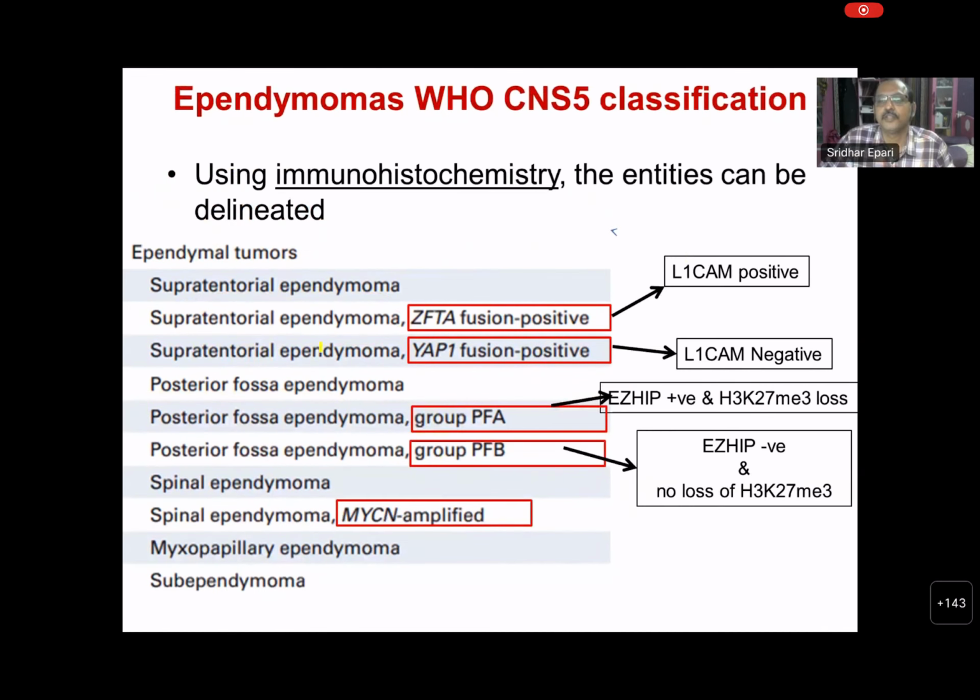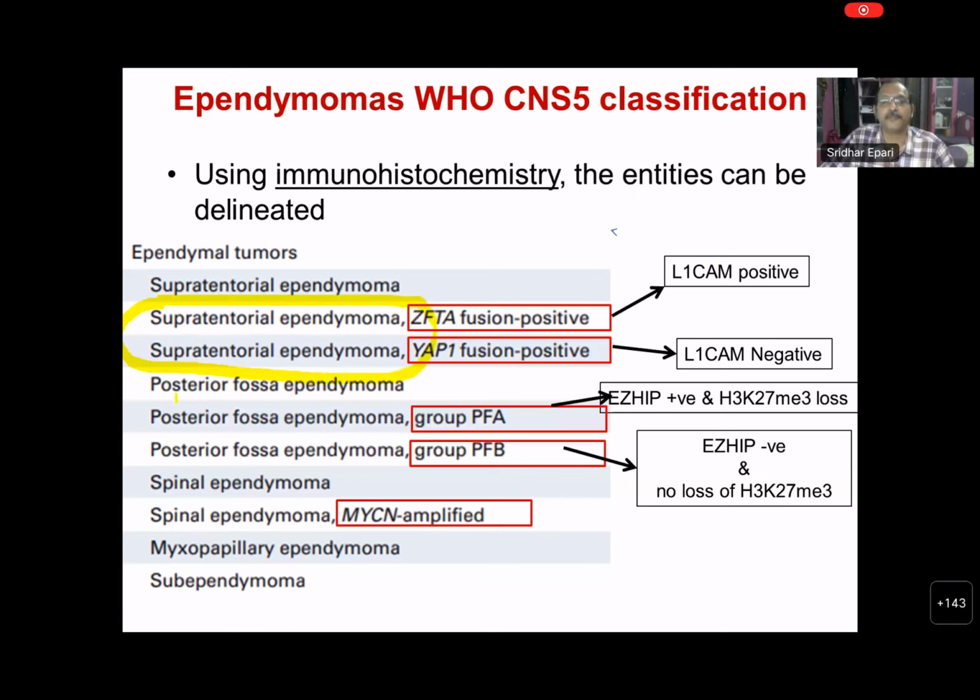They're fine? Yes, sir. So if you want to see the markers, you can use them like this. For supratentorial ependymoma, you can use L1CAM. If you have P65, you can use P65 as well. P65 and L1CAM positivity is for the ZFTA fusion. If you have L1CAM and P65 negative, that indirectly tells you it's a YAP1 fusion positive. There is no positive marker for the YAP1 fusion group, but negativity for L1CAM and P65 should tell you it is YAP1. So using an immunohistochemistry panel of L1CAM and P65, you can decipher these molecular groups of supratentorial ependymoma. Got it? Yes, sir.